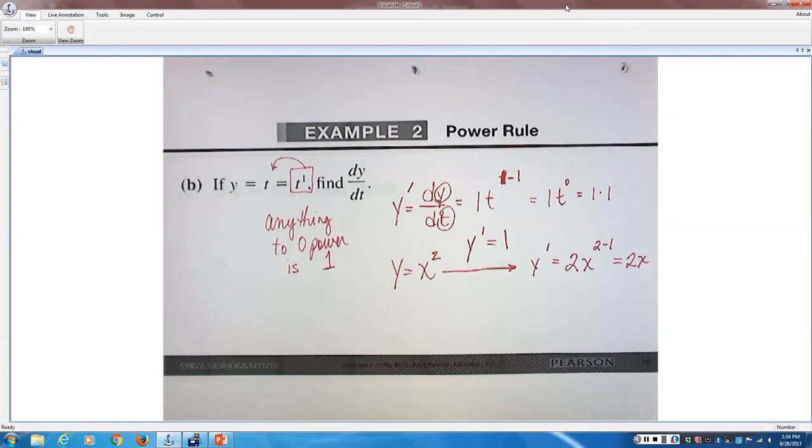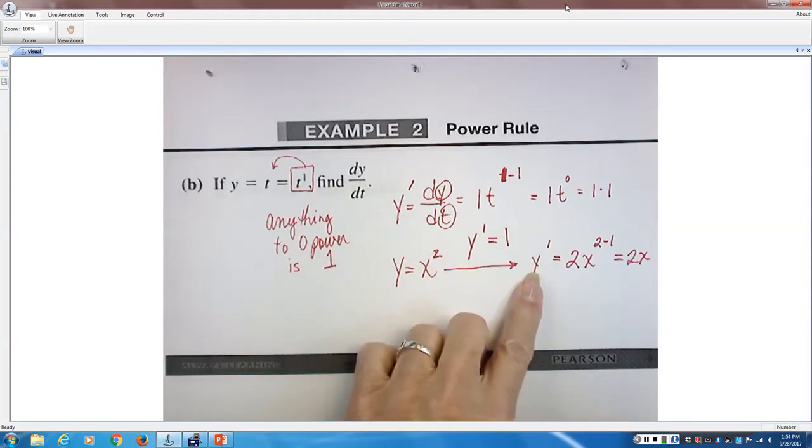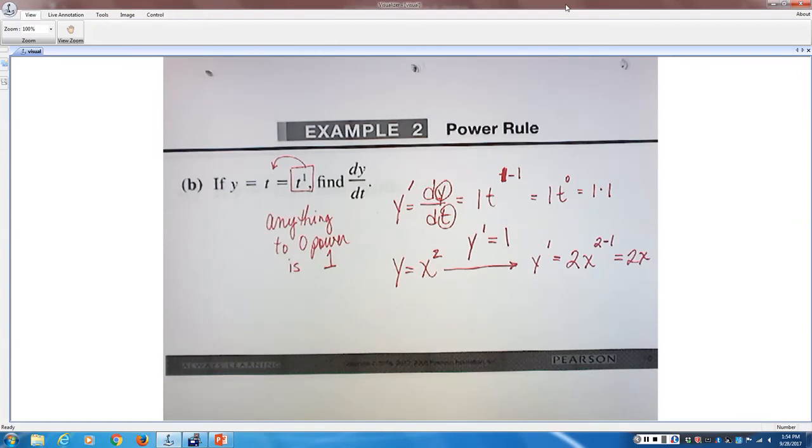Pretty much just ignore the dy. Either call it y prime or f prime of x. I'm not hung up on what you call it as long as you give me some representation of what the derivative is. You want to write out the derivative, that's fine with me. Okay?